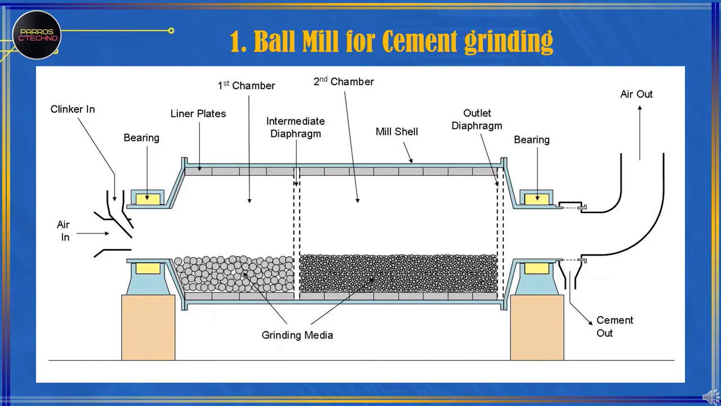The material is fed through the inlet hole, and the material after going through the grinding process comes out through the outlet hole. The material that is ground in the ball mill can come out due to the pull of air from the mill ID fan.